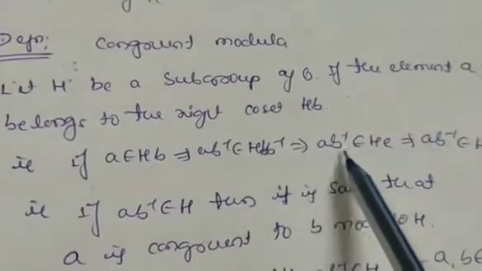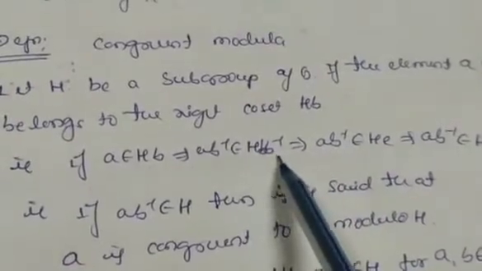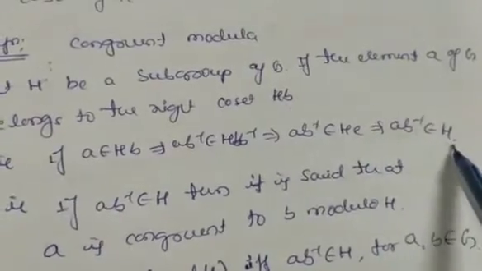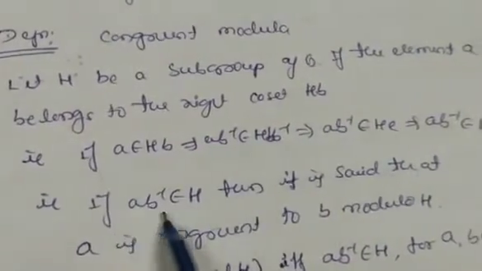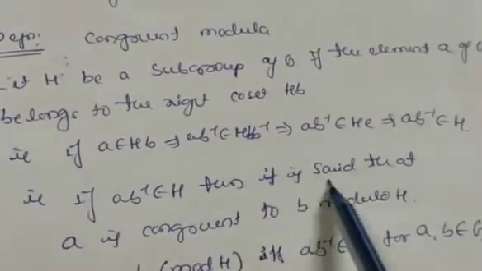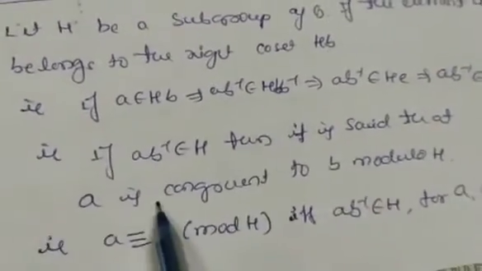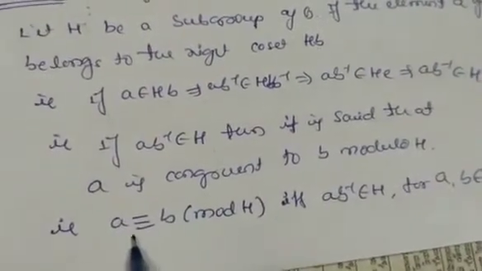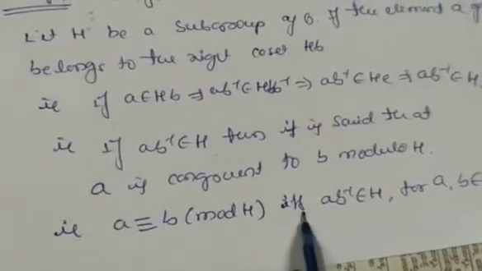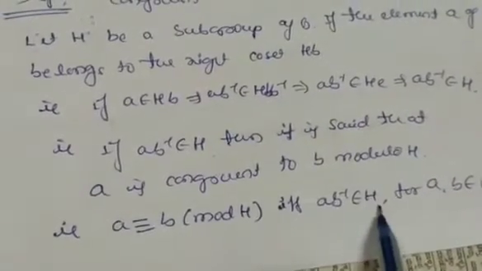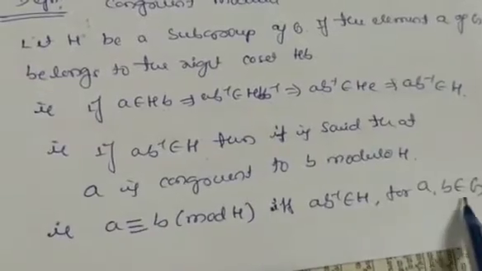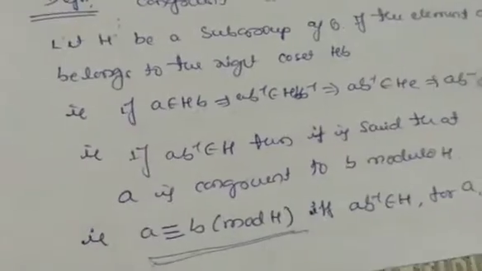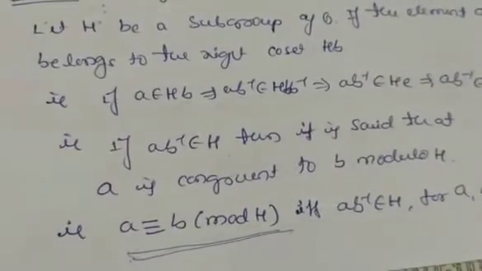This implies here AB inverse belongs to H, since B into B inverse is E, and we know H into E is H. So this implies here AB inverse belongs to H. That is, if AB inverse belongs to H, then it is said that A is congruent to B mod H, and it is written as A is congruent to B mod H if and only if AB inverse belongs to H. So for all A, B belongs to H, this is the definition of congruent modulo, or A is congruent to B mod H.